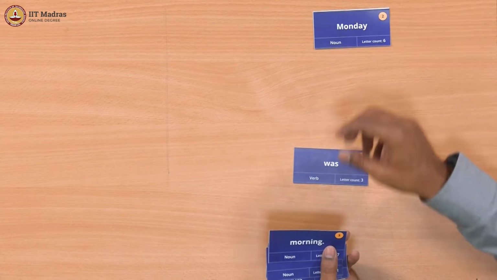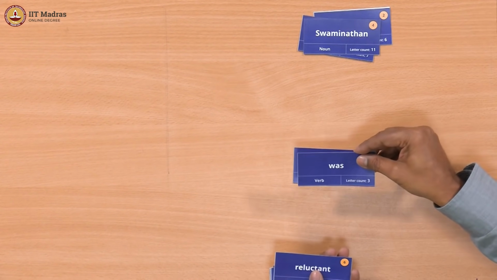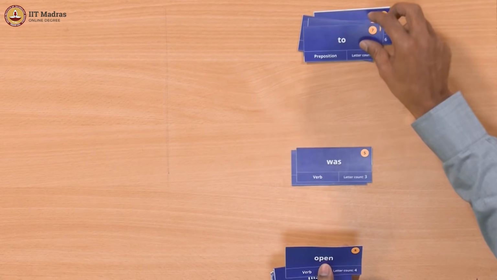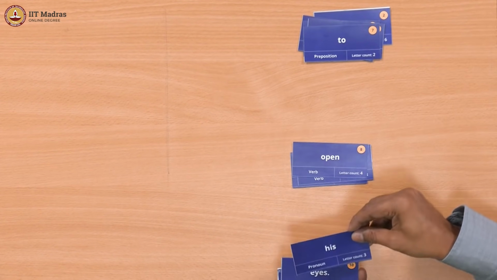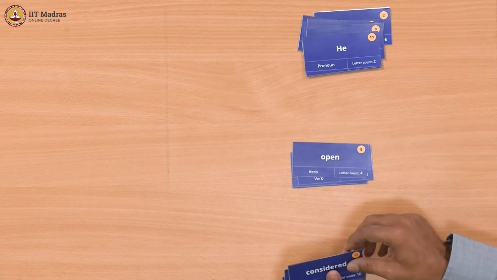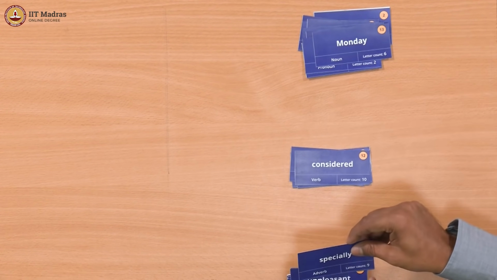Okay. So I am moving this here, this here, this is going here. This also is a verb, "was". Yes. So this comes here. Adjective. Preposition. Verb. Put it down. Okay. "His" is a pronoun. "He" is a pronoun. "Considered" is a verb. Verb, yes.